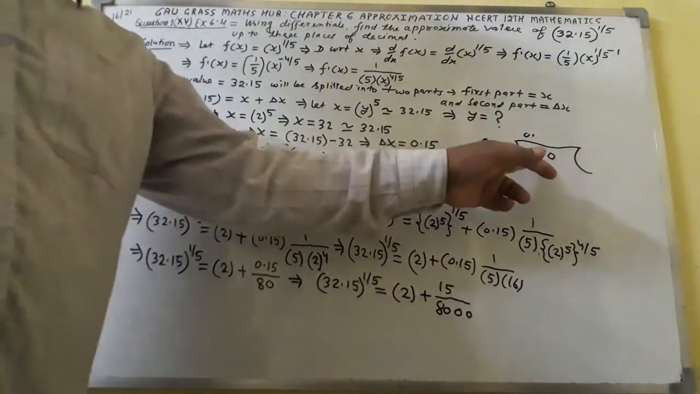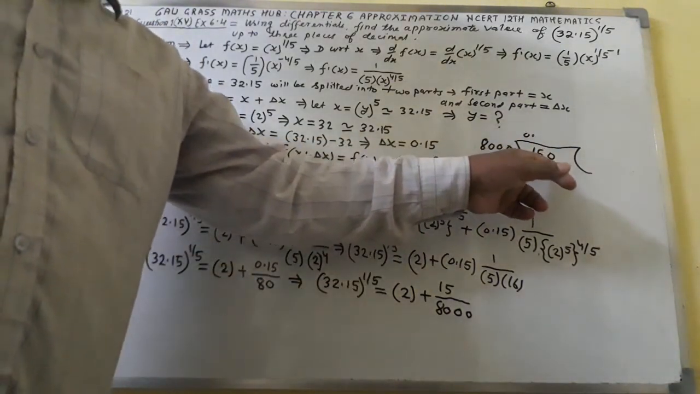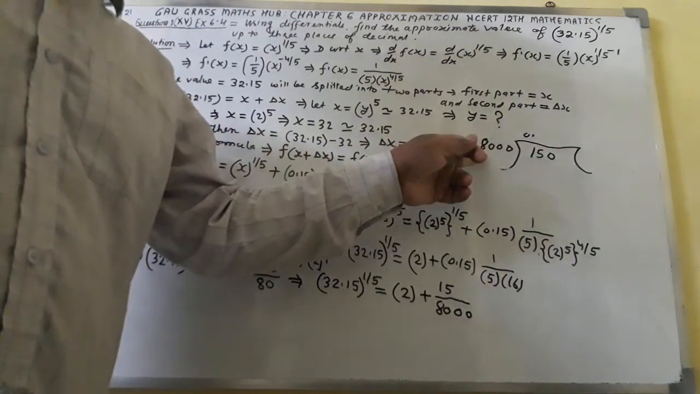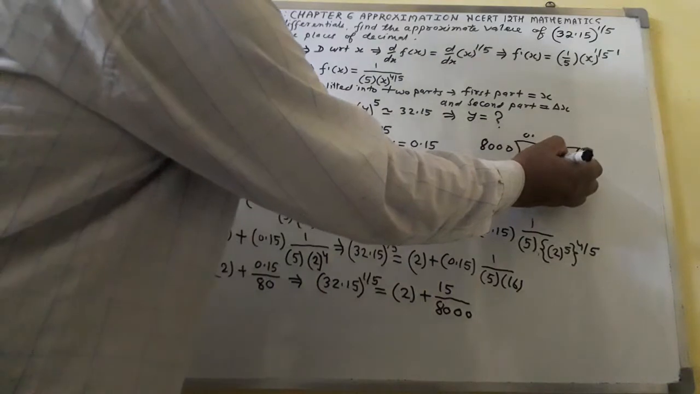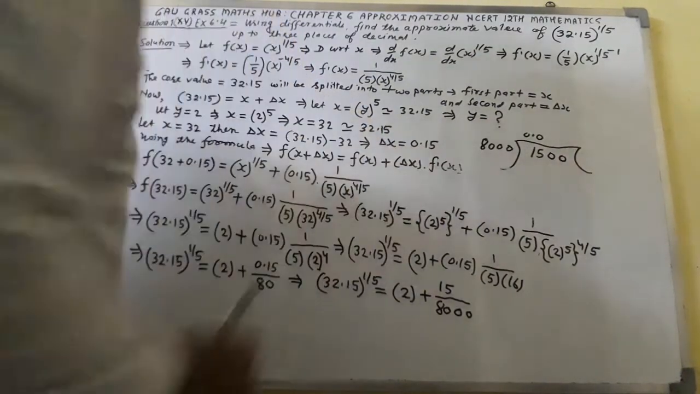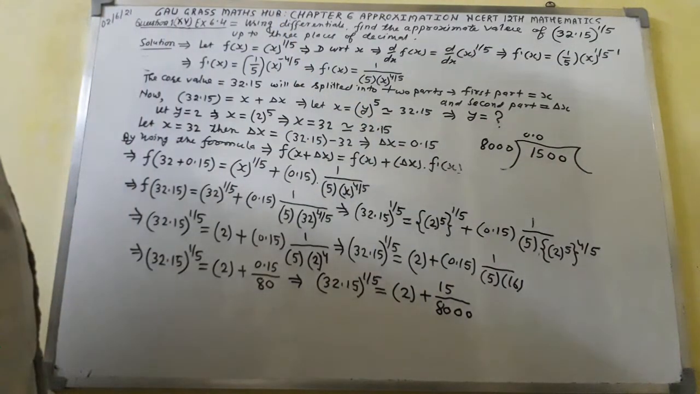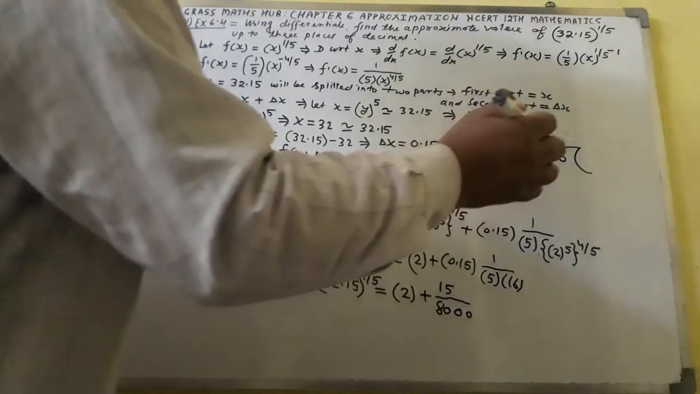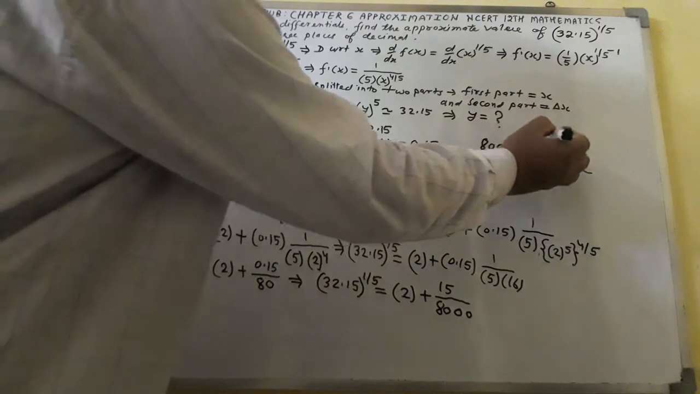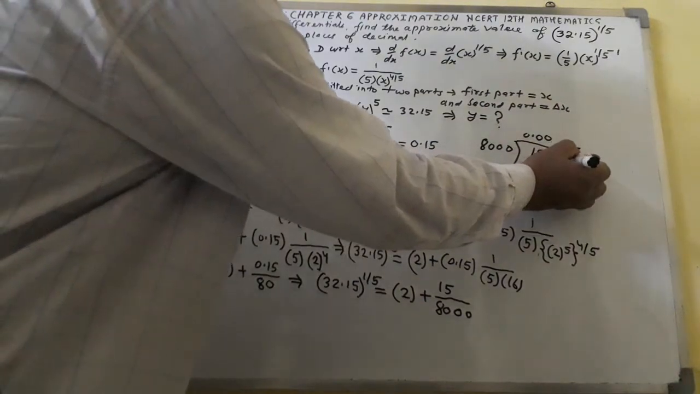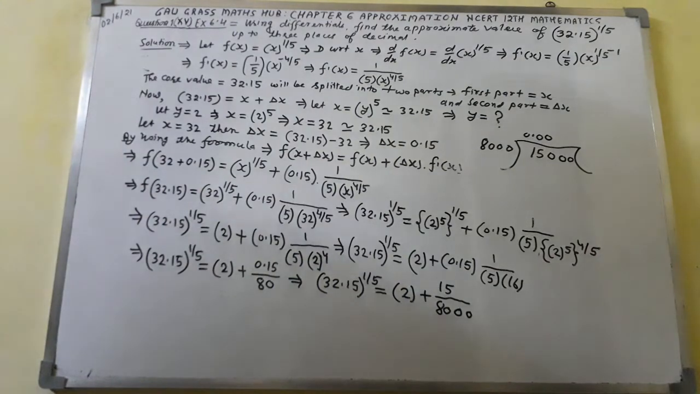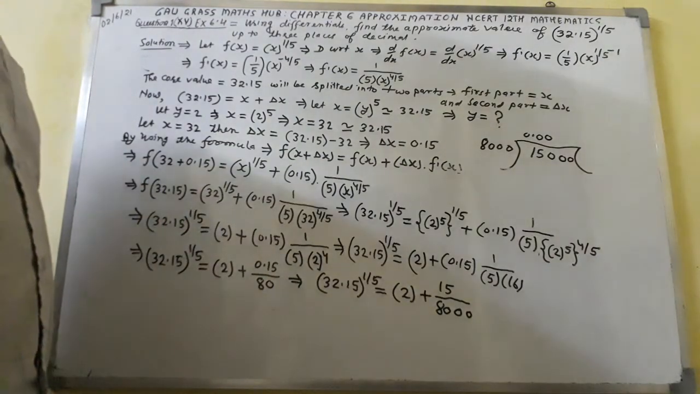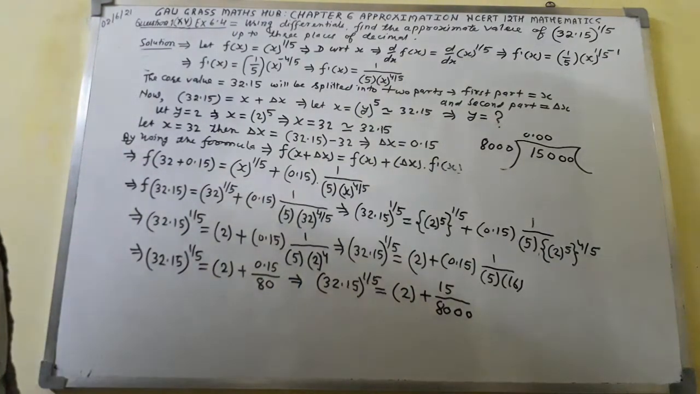Now we have got 150. 150 can't be divided by 8000, so what will we do here? Put here 0. Again it can't be divided, so again I shall write 0. Now you have got this. Now what will we do next? Next, how many times will it go? Let us see.